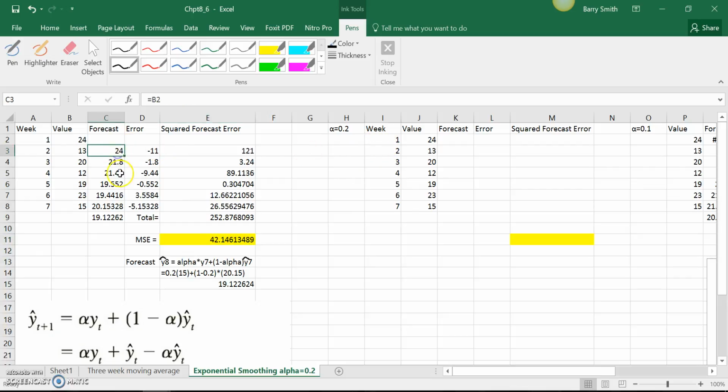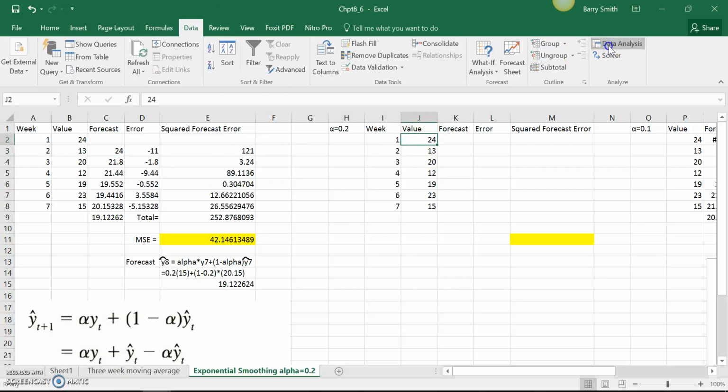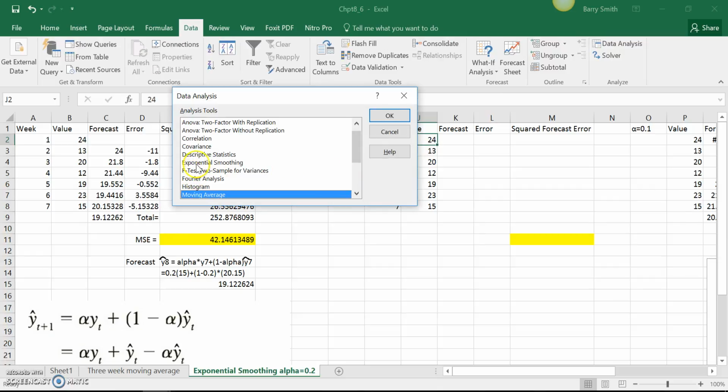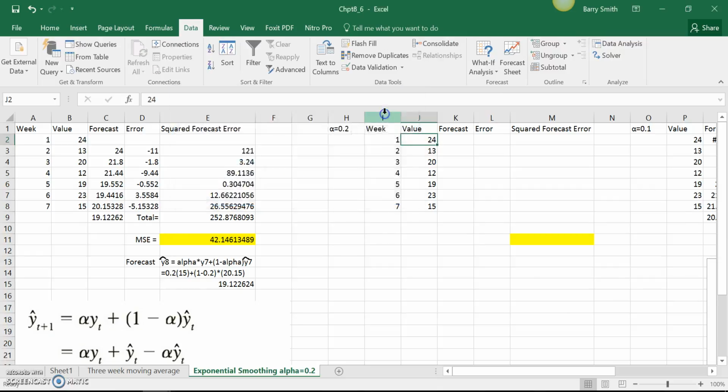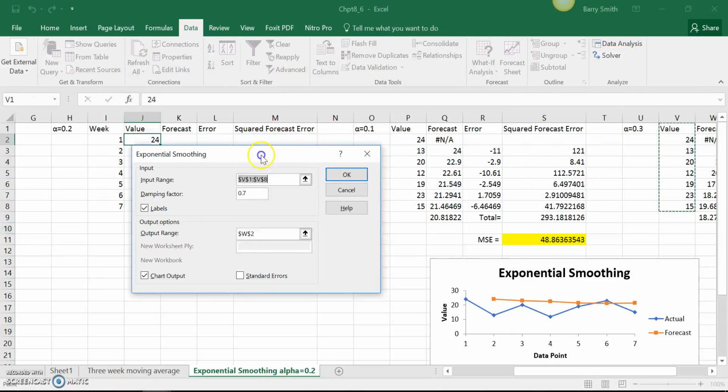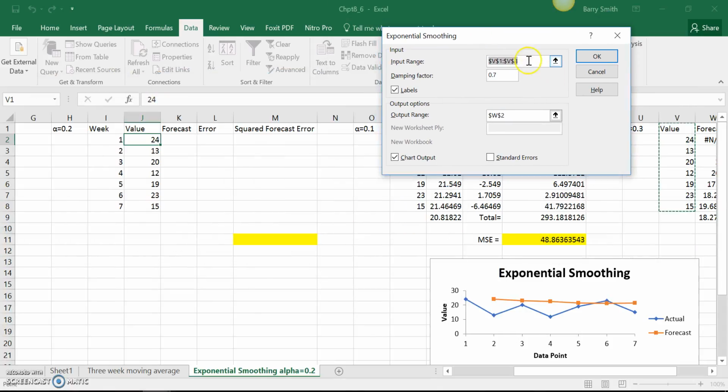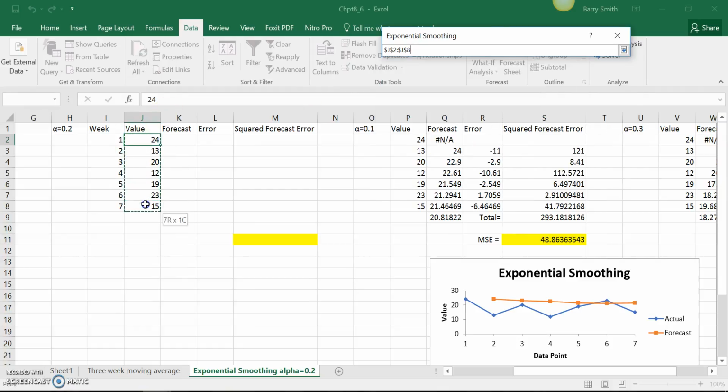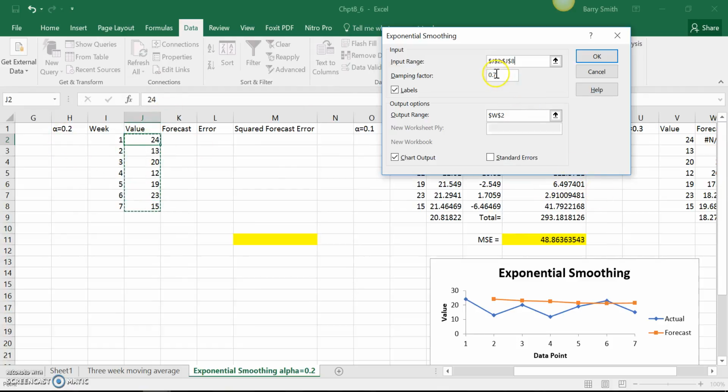But what if we didn't remember how to do this and didn't know what we're doing here? Well, what we can do is again use data analysis, and now we're going to use exponential smoothing. Okay. All right, so where are we at? So let's say we're going to say alpha of 0.2. So the damping factor is going to be 1 minus that, so that's going to be 0.8. It's going to have a label. Did I put labels? No, I didn't. I better put all of them in there then.